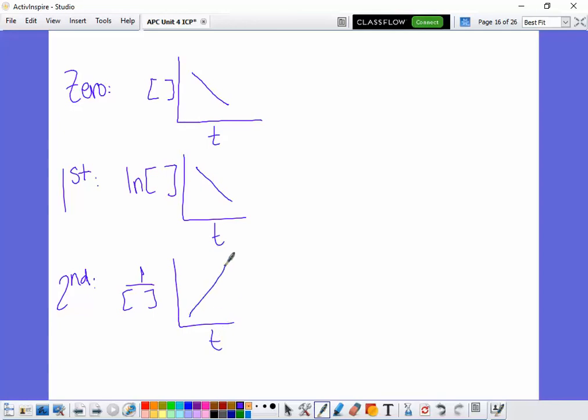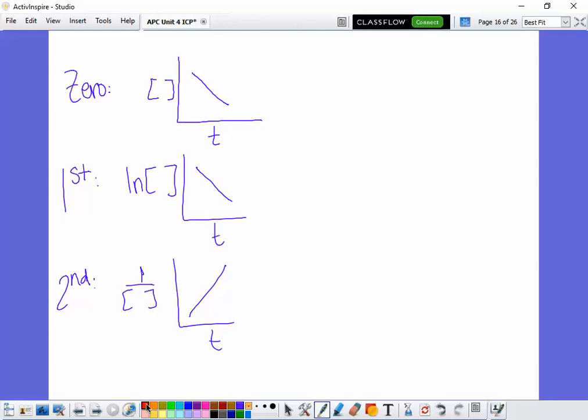So if we were to have a set of data for a reaction that is second order, but we graphed it as if it were first order, we did natural log versus time, we would still get a negative slope, but it would be curved. It wouldn't be a straight line. So that's how you know, hey, it's probably not first order. But if we graph inverse or reciprocal concentration versus time, we get a straight line. Oh, it's second order. Okay?